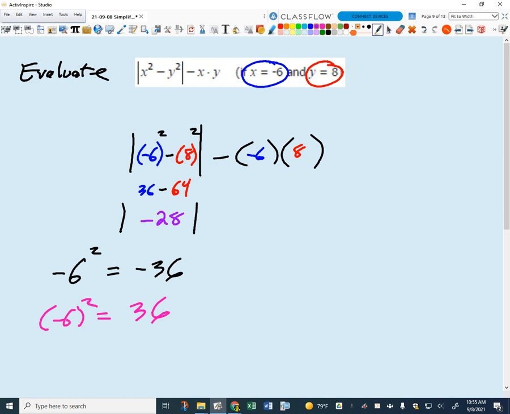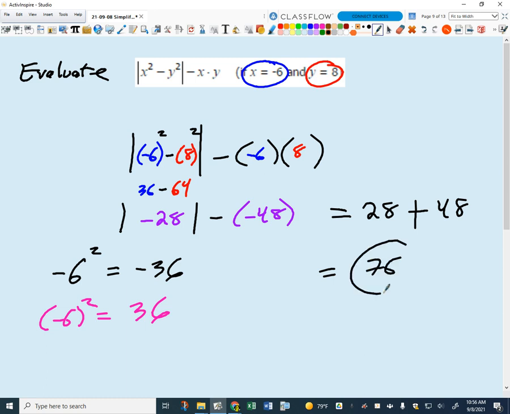No, they don't. Minus, and then while we're at it, because I've got a minus sign there, I might as well do this stuff too. Negative 6 times 8 is negative 48. Got to put it in parentheses, right? And then finally, what's that going to give us? Well, the absolute value of negative 28 is 28, right? What happens when I subtract a negative? Makes it a plus, doesn't it? And here's how you can write that. Subtracting a negative, minus a negative, makes a plus. 48, and our answer is what, 76? Got it.